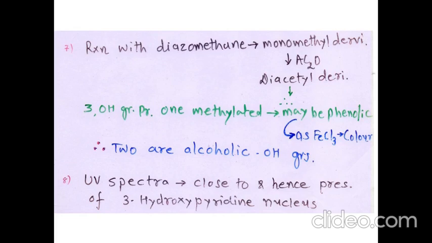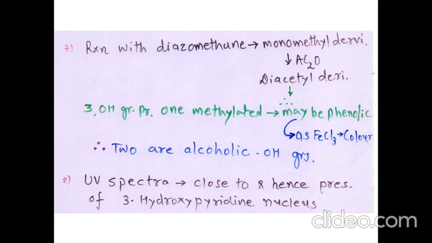Reaction with diazomethane. When you allow vitamin B6 to react with diazomethane, it forms a monomethyl derivative, right, which upon further acetic anhydride treatment gives a diacetyl derivative. Here there are 3 OH groups, right, and position number 3 has the OH which is phenolic type, which undergoes methylation with diazomethane. The remaining 2 OH, which are part of the CH2OH groups, undergo reaction with acetic anhydride and give the diacetyl derivative. Therefore 3 OH groups are present, one is methylated, and it may be the phenolic one.